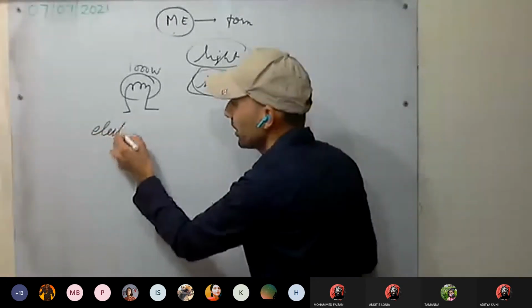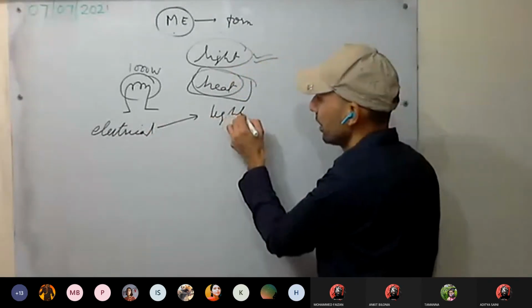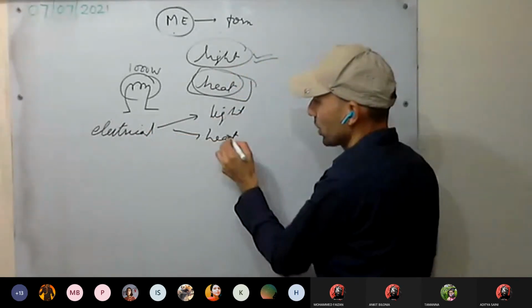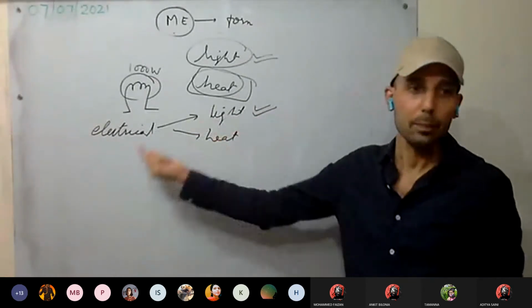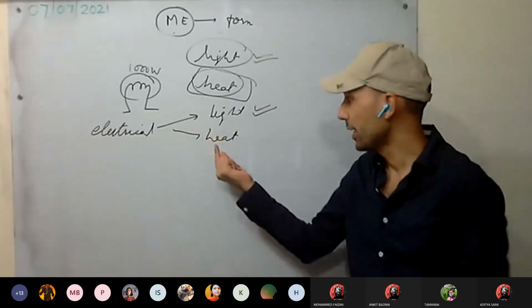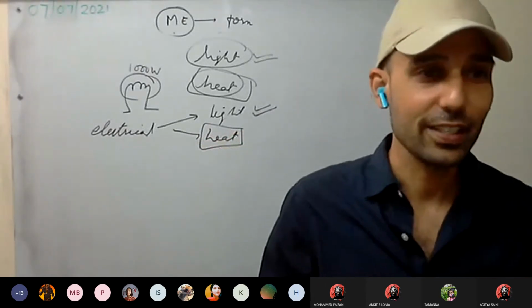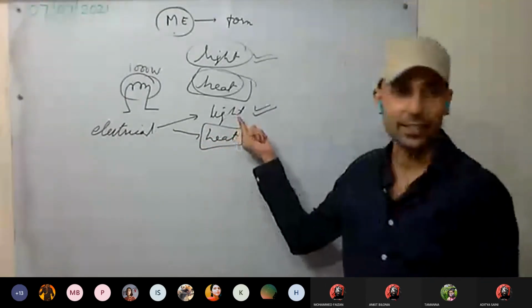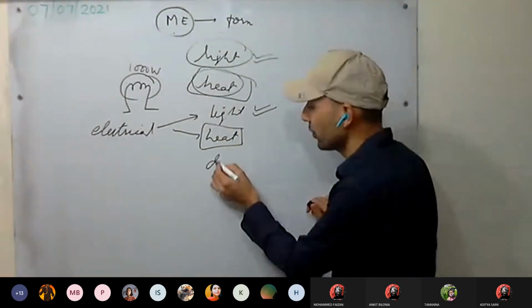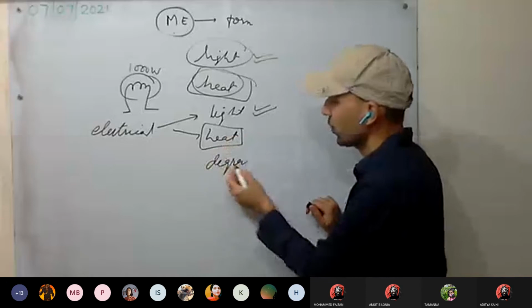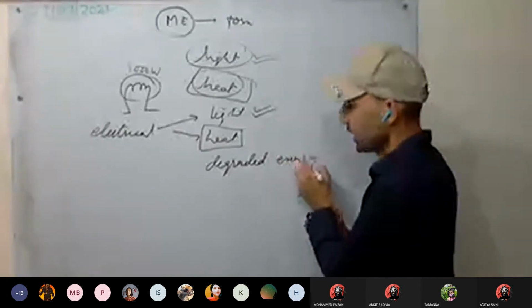The electrical energy got converted into light and heat. Light was the aim, that is, I required the light energy. Heat was the side effect. Yes or no? A kind of side effect only. I got heat along with light. So this heat is called the degraded form of energy, that is, unuseful energy. I don't require it, but it came. It is called degraded energy.